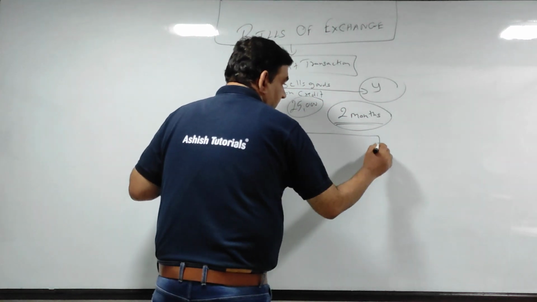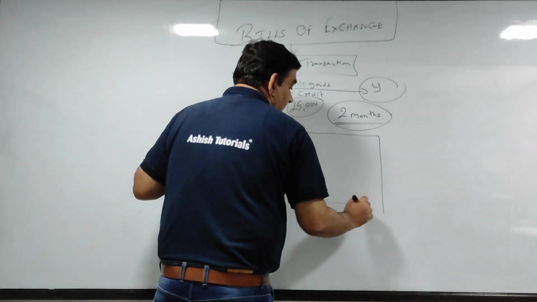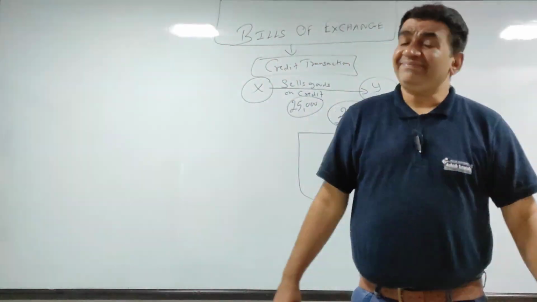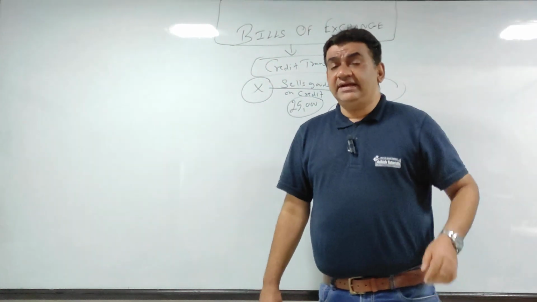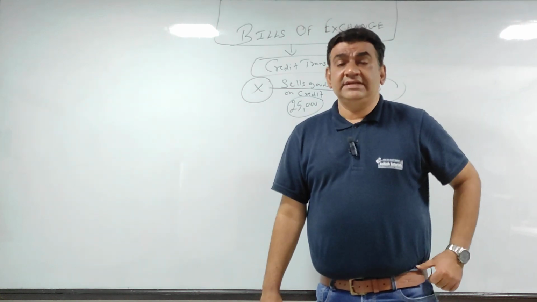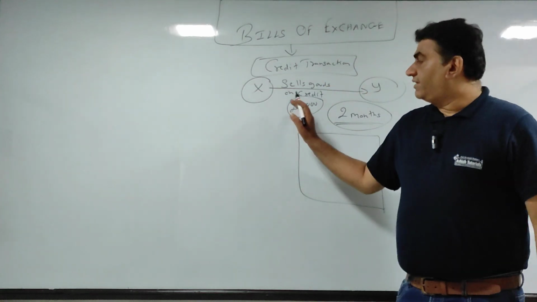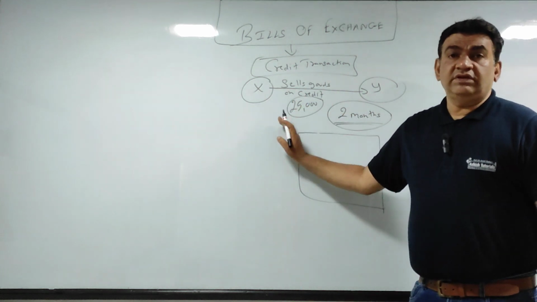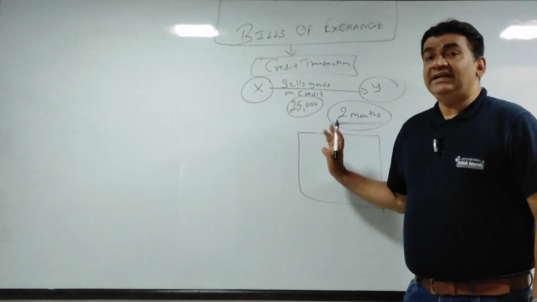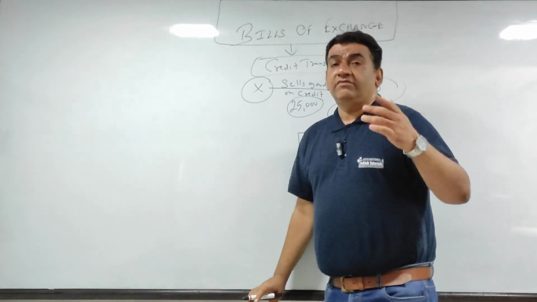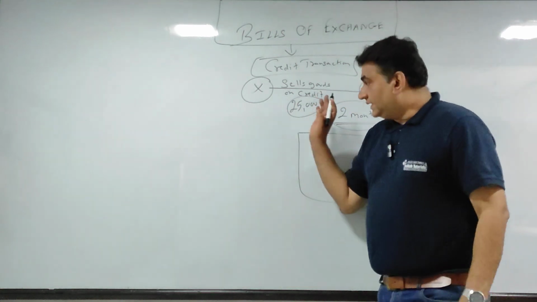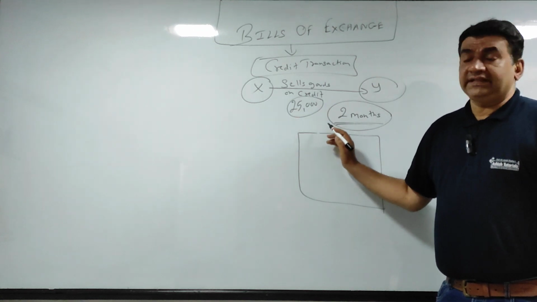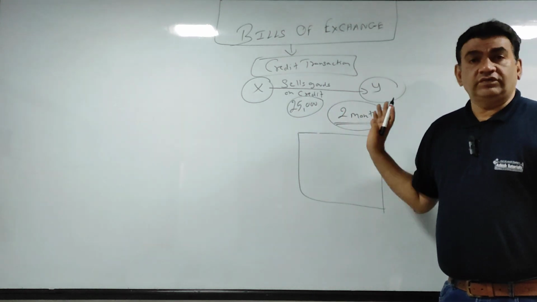X will take an undertaking from Y on a stamp paper that I have to receive from you 25,000 rupees. After 2 months, you will pay to me. X will take an undertaking from Y on a stamp paper that after 2 months, Y will pay X rupees 25,000 for this value of goods.